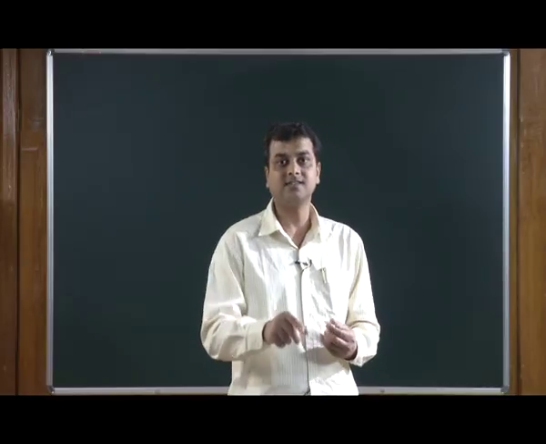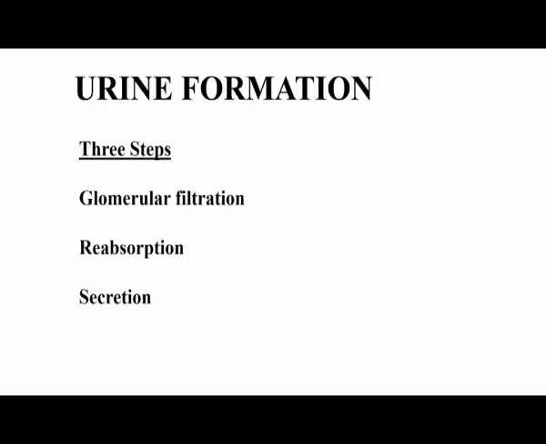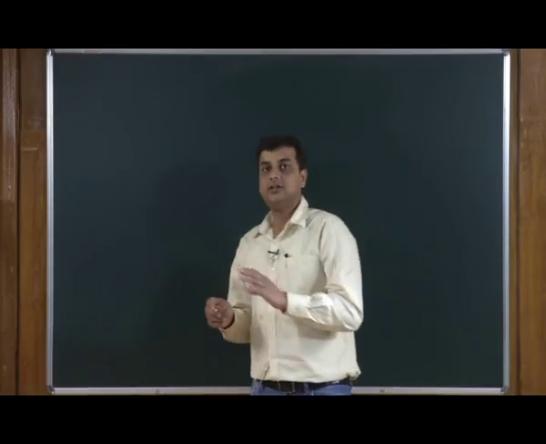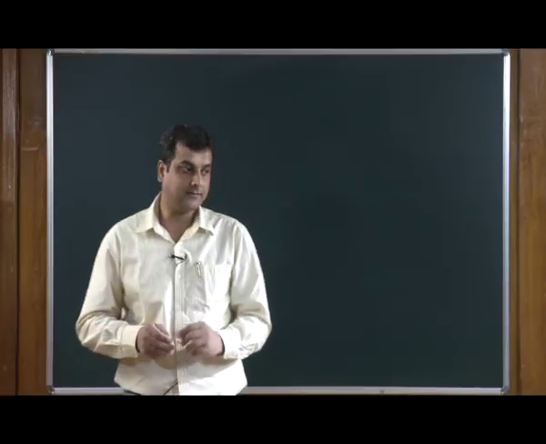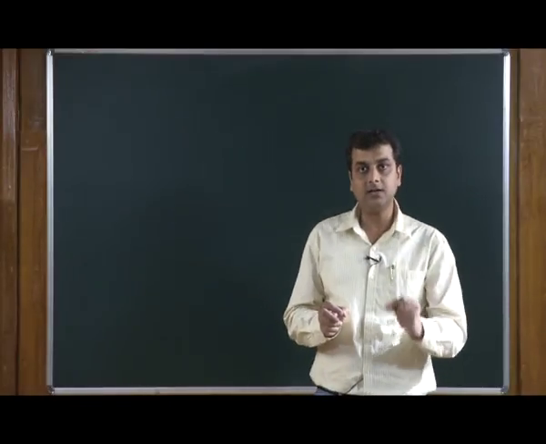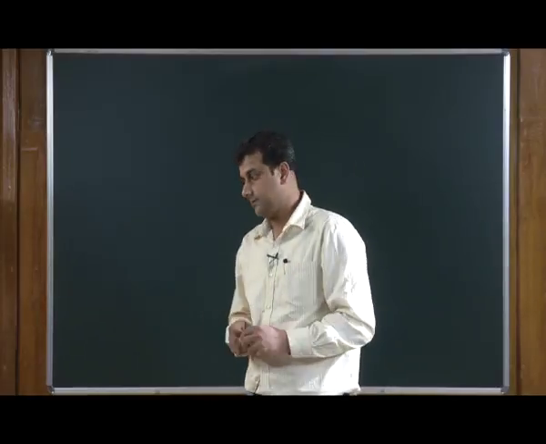So if we go to the slide, these are the three steps in urine formation. The first step is glomerular filtration, the second is reabsorption, and the third is secretion. We will try to discuss each and every step in detail, and some of the minute stuff related to urine formation we will cover individually.